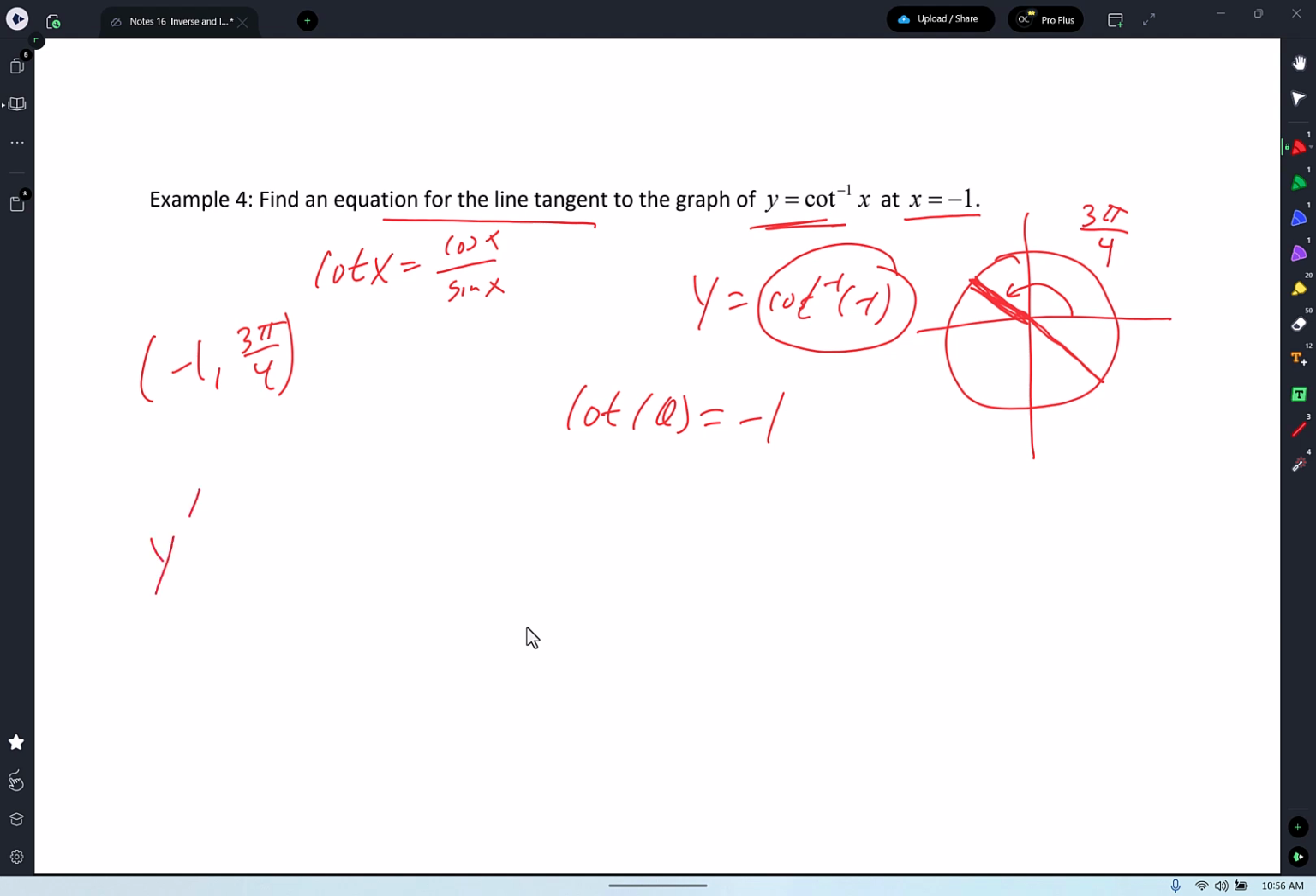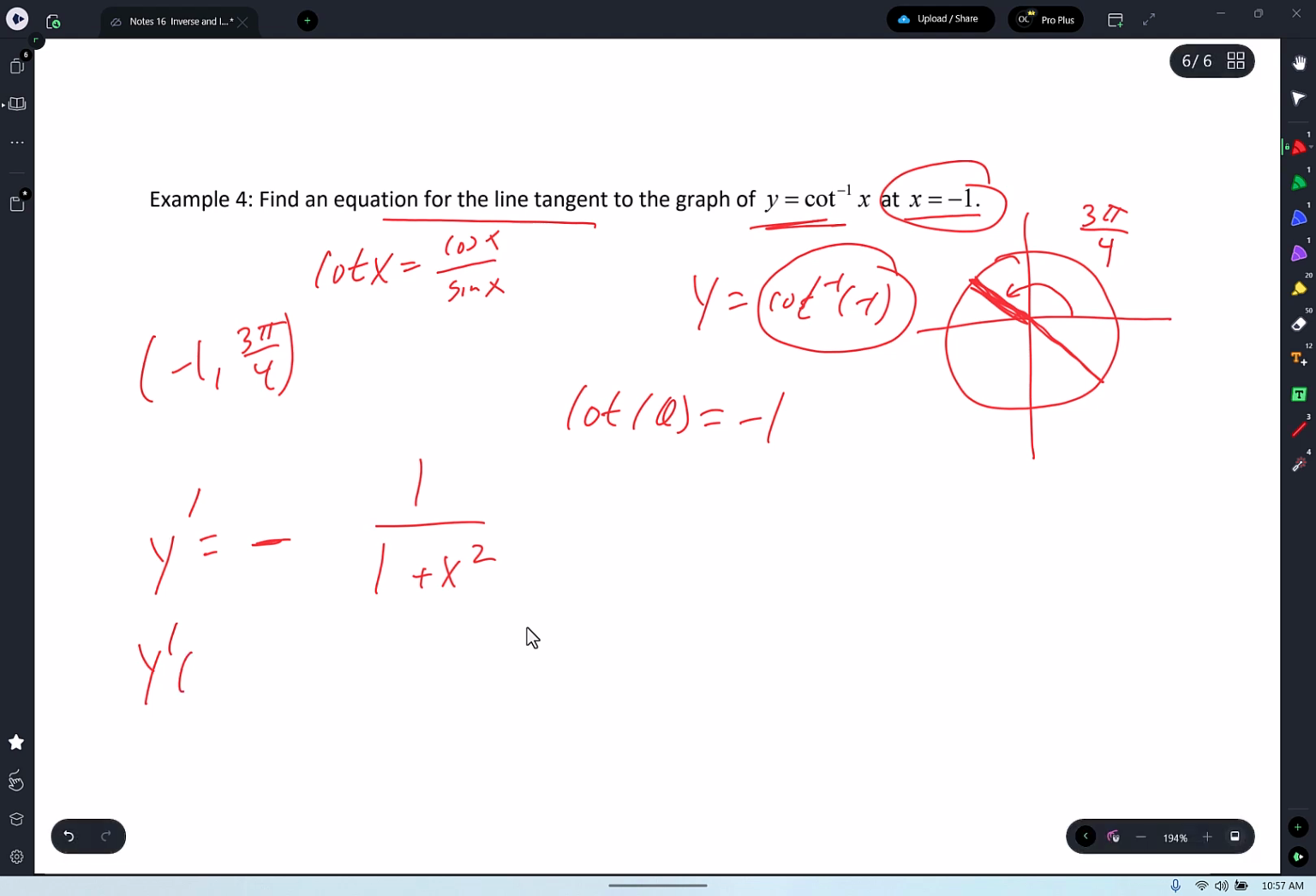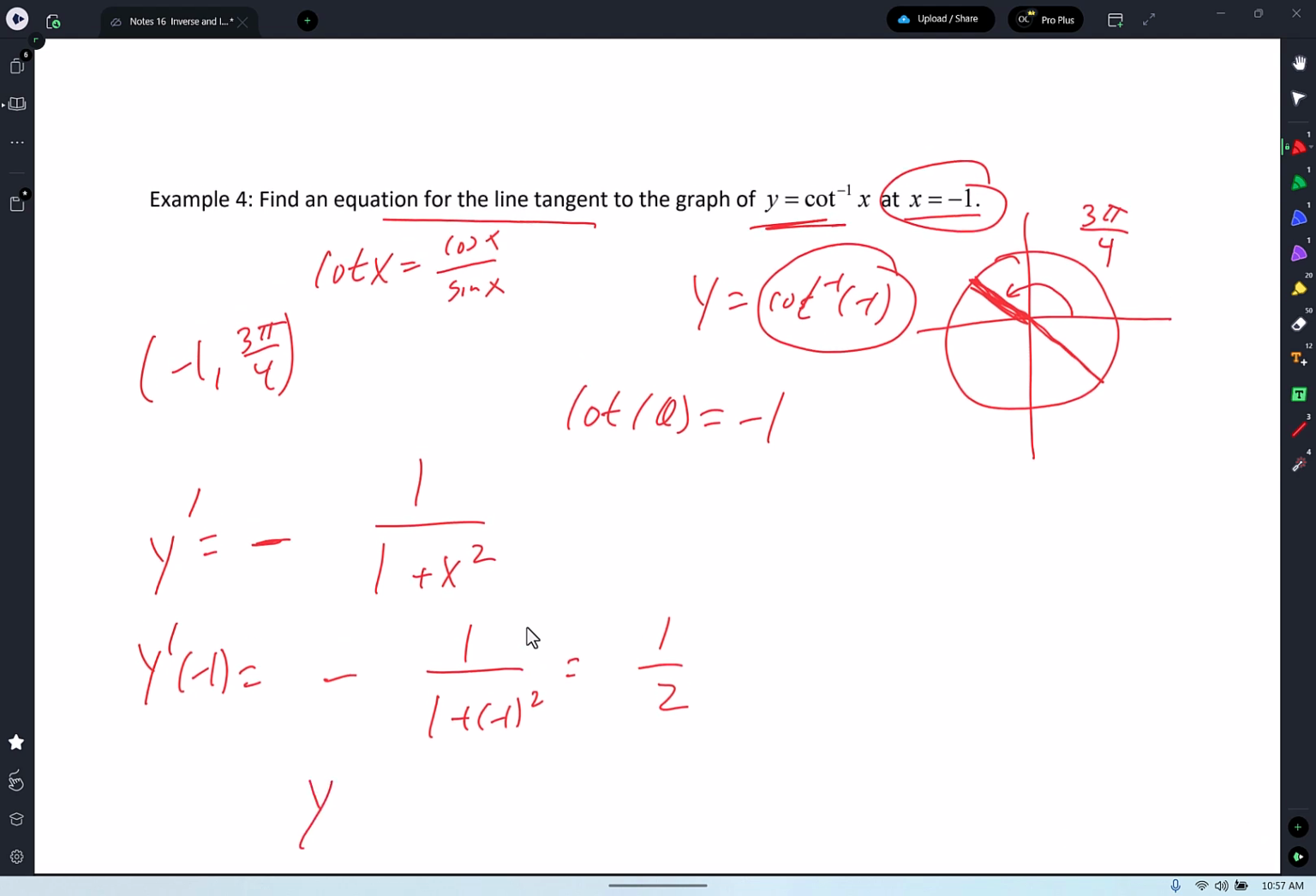So y prime of arc cotangent is the same as arctangent. The only difference is I have a what in the front? Negative. Negative 1 over 1 plus x squared. If you go to Khan Academy, you're going to be in the habit of 1 over x squared plus 1. Not a big deal. Cool? I'm just going to plug in negative 1. y prime at negative 1 is, let's see, negative 1 over 1 plus negative 1 squared, so 1 half. Here's my tangent line. y minus 3 pi over 4 equals 1 half, parenthesis, x plus 1.